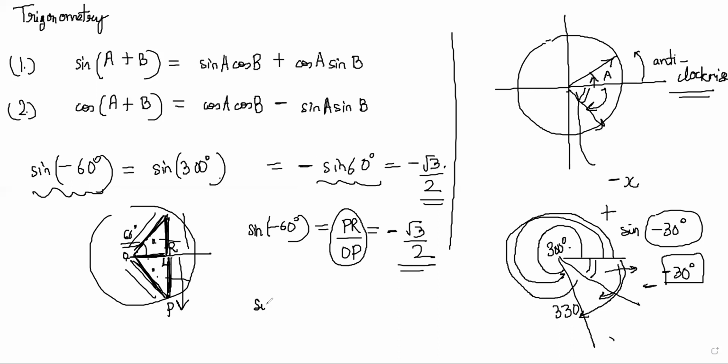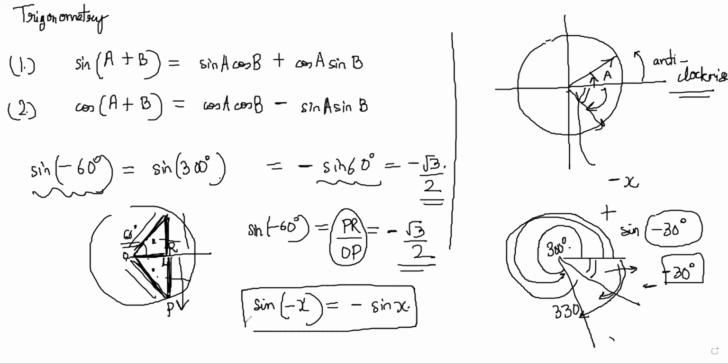That tells us that the sine function, when you put minus x in that, it is simply minus sine x. Sine of minus x is simply minus sine x.